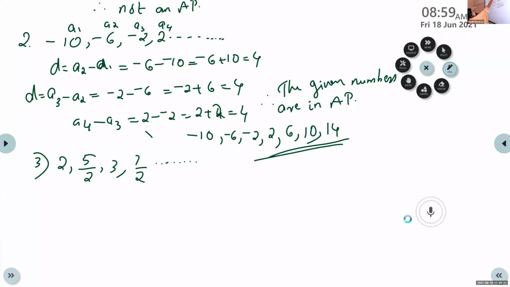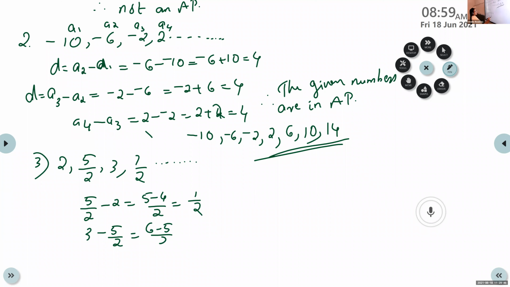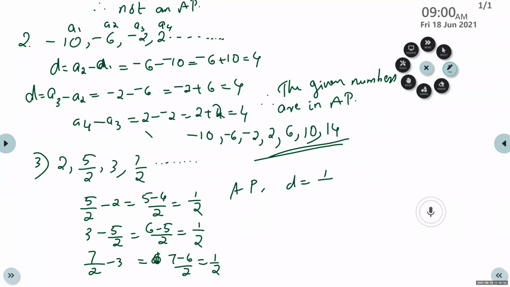Okay, how can we find D? 5 by 2 minus 2 is 5 minus 4 by 2, that is 1 by 2. Now 3 minus 5 by 2 is 6 minus 5 by 2, 1 by 2. One more we will do: 7 by 2 minus 3 is 7 minus 6 by 2, again 1 by 2. So it's an AP with the common difference 1 by 2.